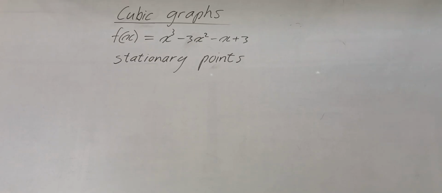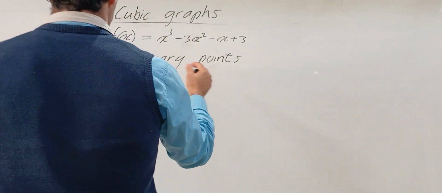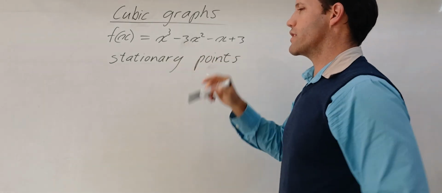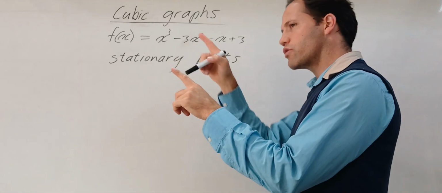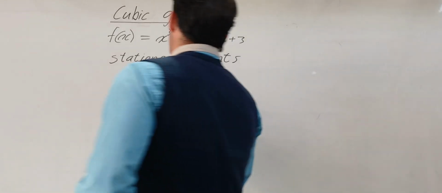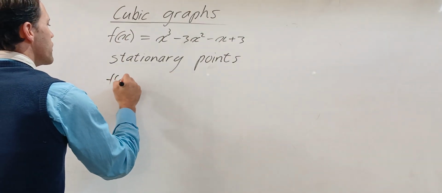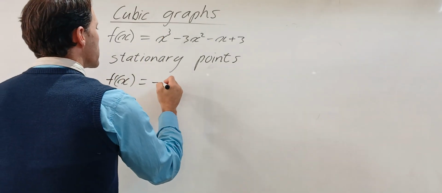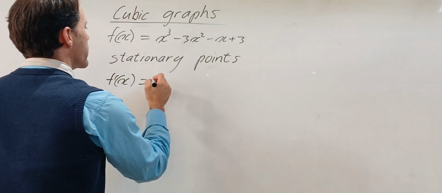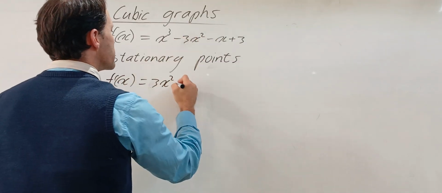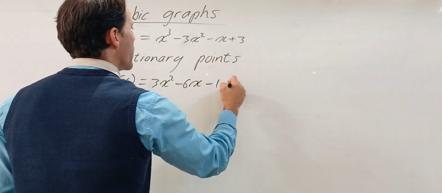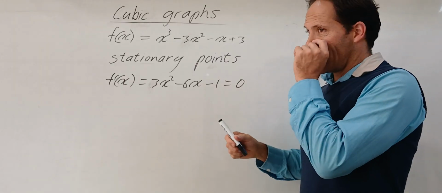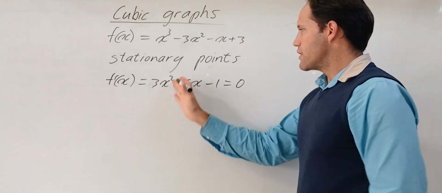Okay, so we looked at how to find the x-intercepts. Now we're going to look at how to find the stationary points. That's the second important thing for the cubic function, the turning points. The stationary points are your turning points, the minimum and maximum. So for that, we need to put the derivative equal to 0. So the derivative would be 3x squared minus 6x minus 1. Put it equal to 0. And then you find your x values for the stationary points, the turning points.